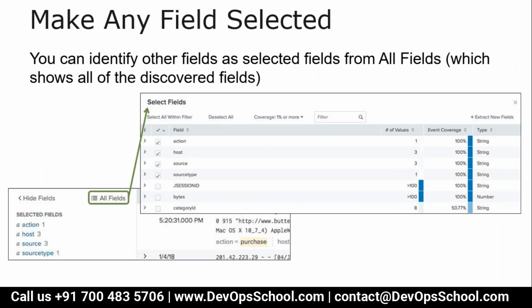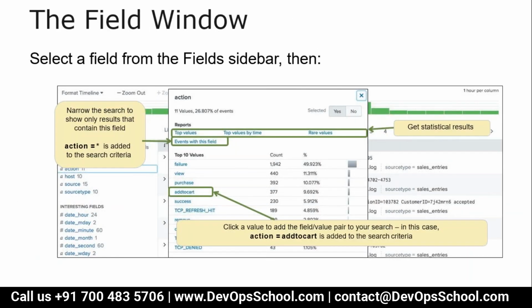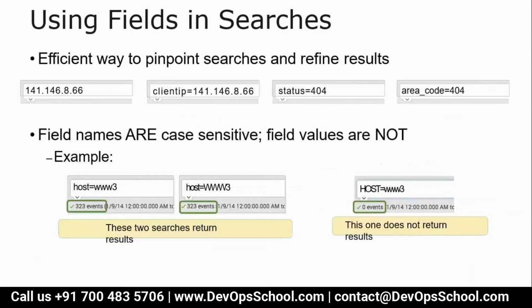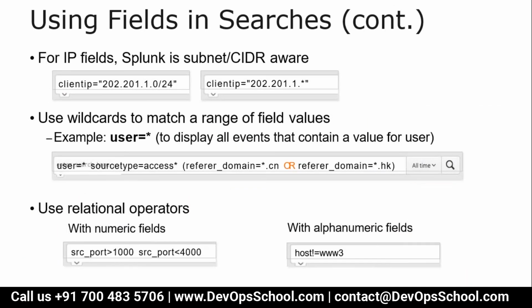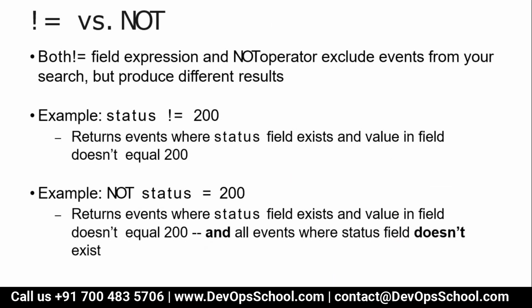Okay, and make an in field selected, you have understood. The field window we have also seen. Searches we have done, all this thing we have done. The difference between this one and not. So guys, what is the thing?